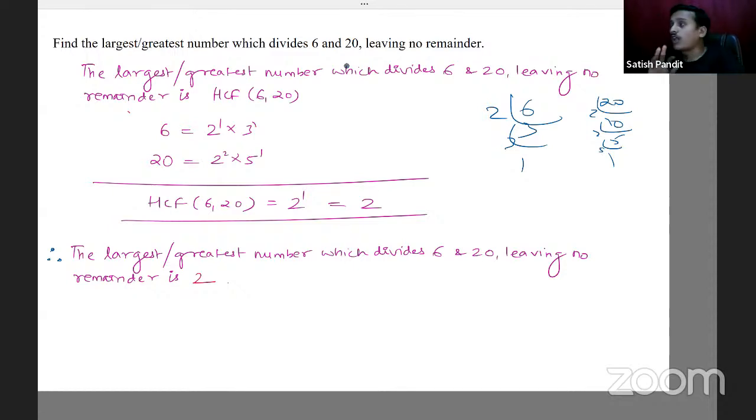You know how to find HCF. That is why I've just written the steps, so that in the exam you write the steps, because you have step marks, right? Just the answer alone will not fetch you full marks. You have to write the steps.